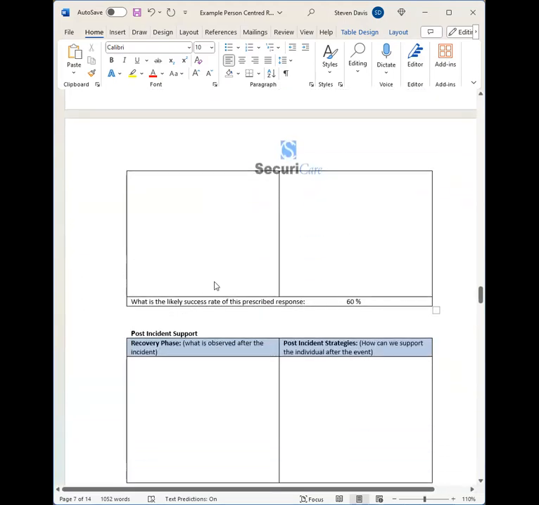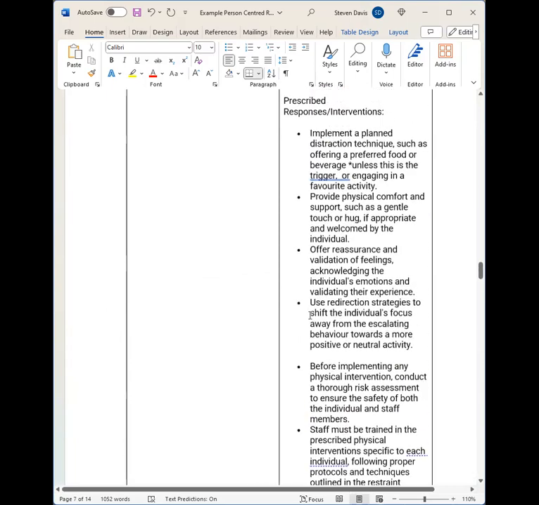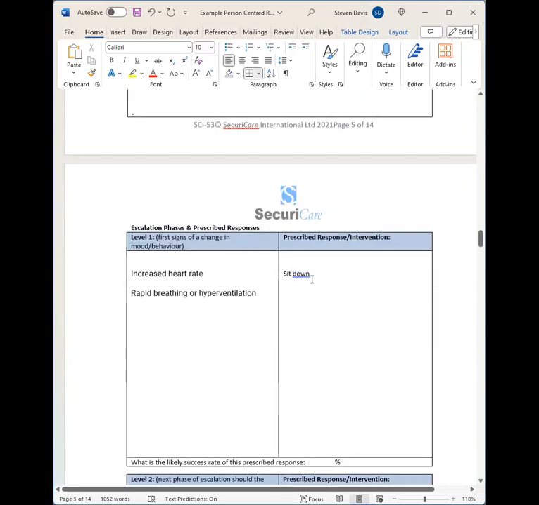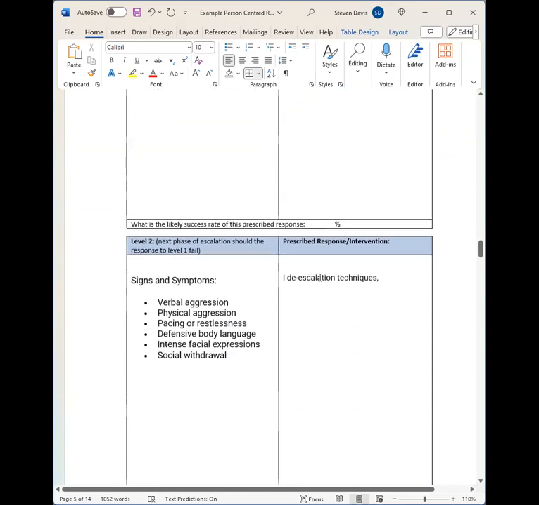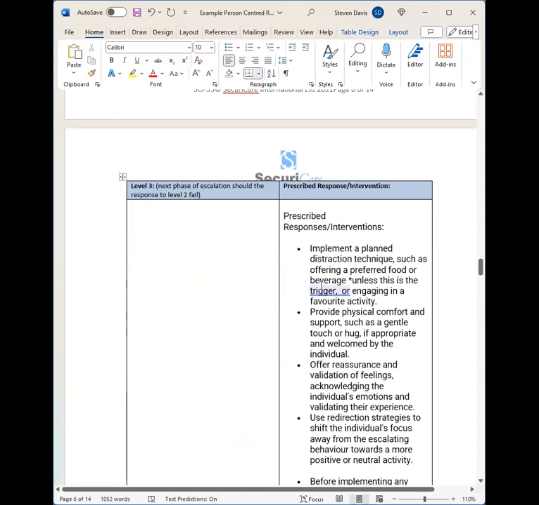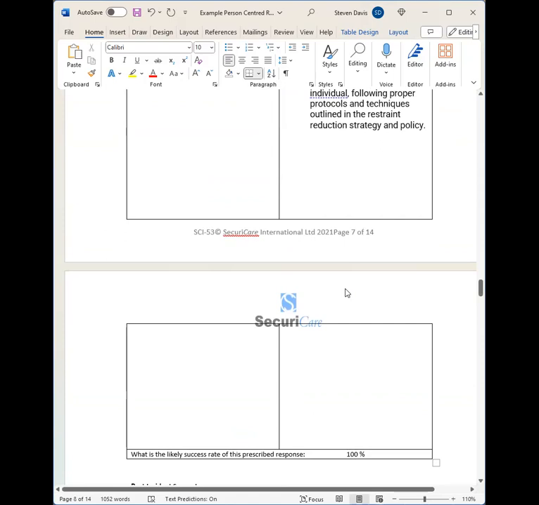Now, from that, we need to decide what is the likelihood that it brings the incident to an end. Ideally, we need this to be 100%. So these are the last strategies, because what we're saying is, look, we've tried everything else. We've done all the sitting down, the breathing, the reassurance, the kindness. We've used all of our de-escalation techniques. We've gone through those prescribed responses. We've done the positive behavior plan, but the risk is still there. And ultimately, we need to bring that to an end.